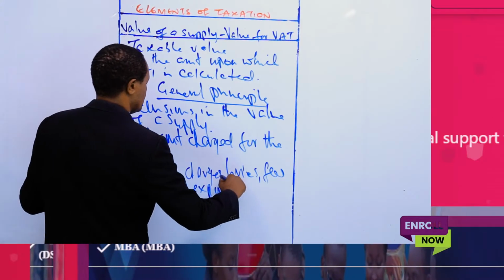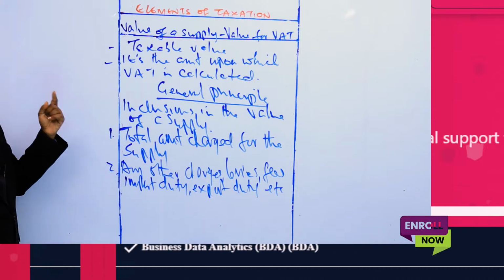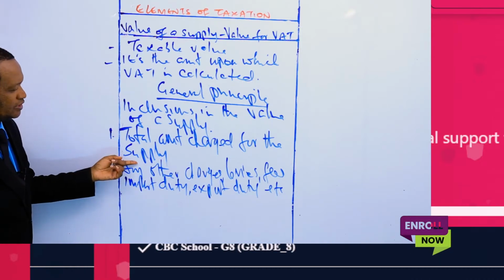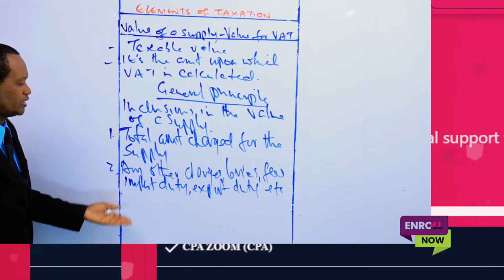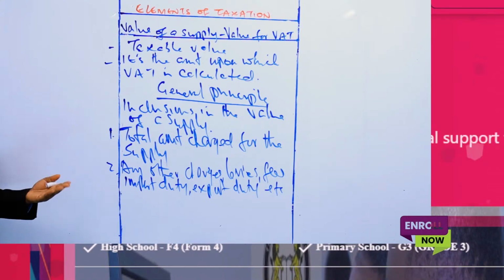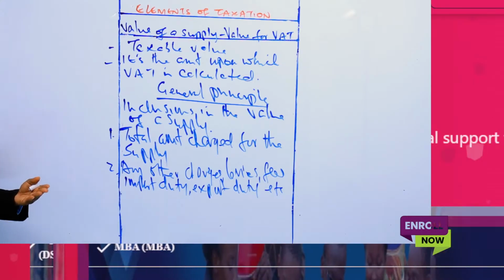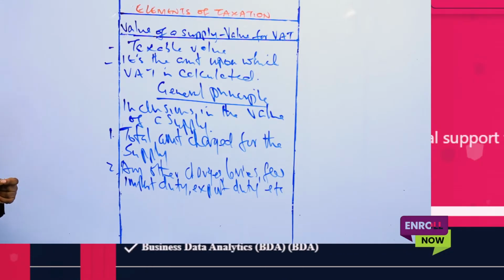export duty, etc. So you have, first of all, the total amount charged for the supply. Then there could be other charges or levies that are included in that price. It could be the import duty, export duty, and other charges. These are calculated in the taxable value before VAT is calculated.